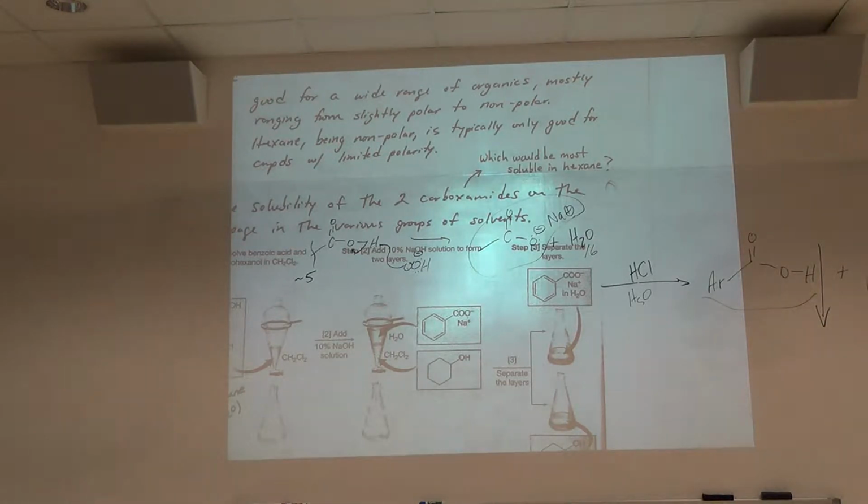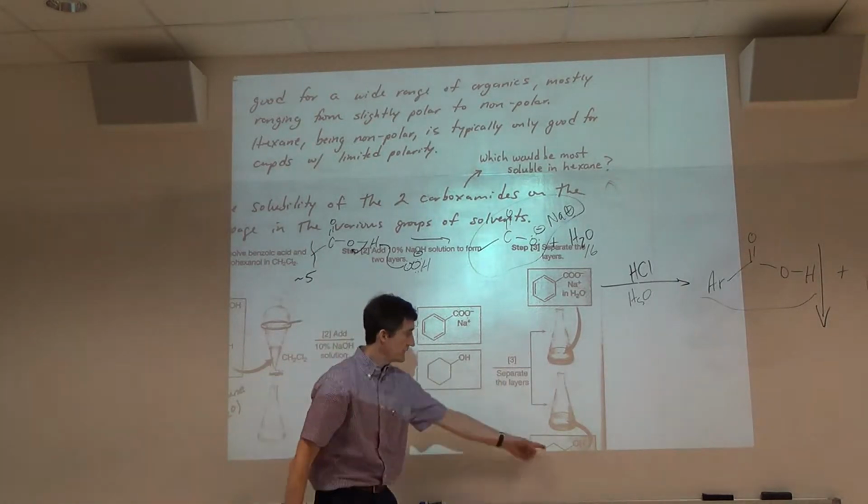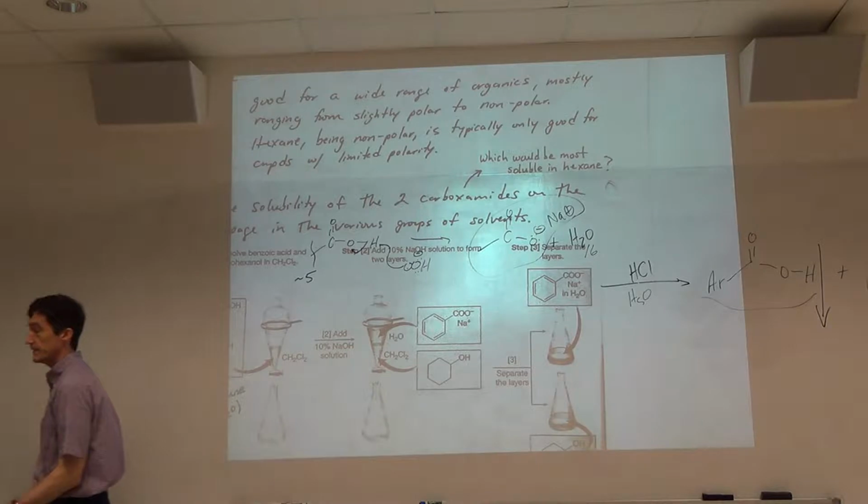if it's a solid. And if it precipitates, how do you isolate it? You just filter. And the water would go through. You don't have to boil the water off. You just filter the solid off. So you'd have solid there, and this would be in the flask after you boil off the dichloromethane.